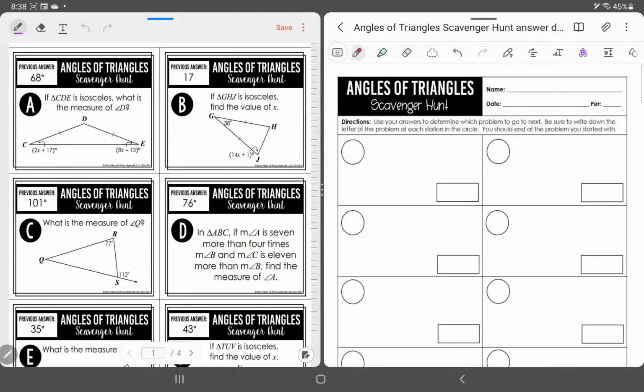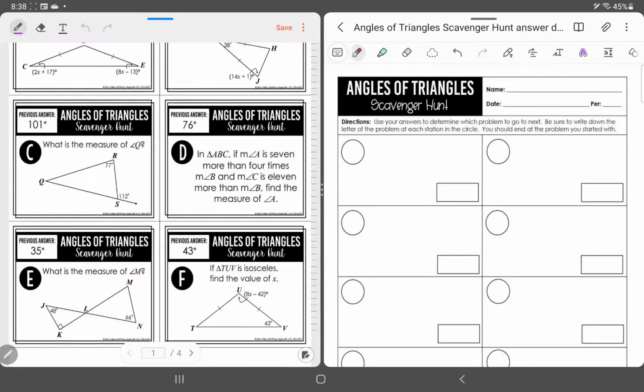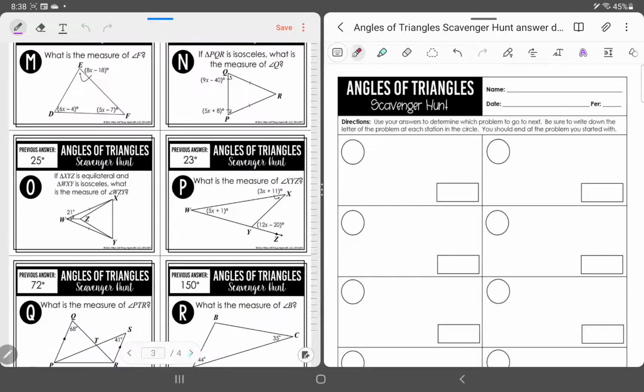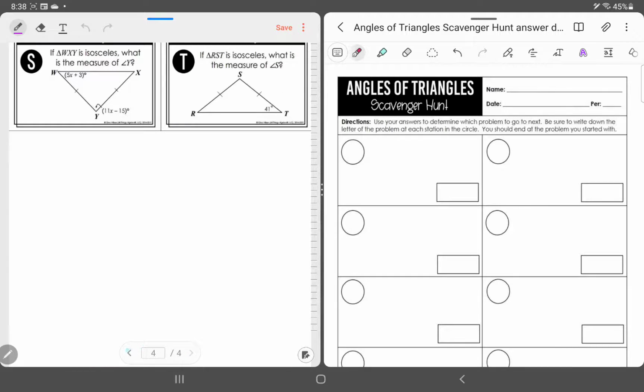I want to give you some quick instructions on your review activity for Unit 4. This is all about angles of triangles. Since I'm still at home, we can't do this together, so this is just to help you get started. First of all, you have this piece of paper that has different problems on it. There's like 4 pages, technically 3 full pages, and then the last page just has 2 problems.